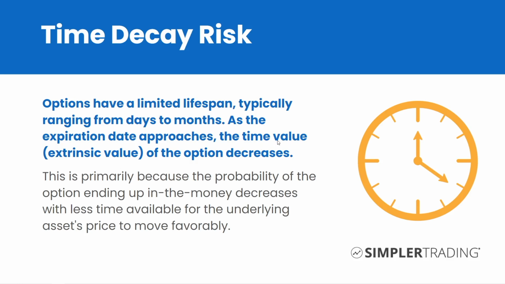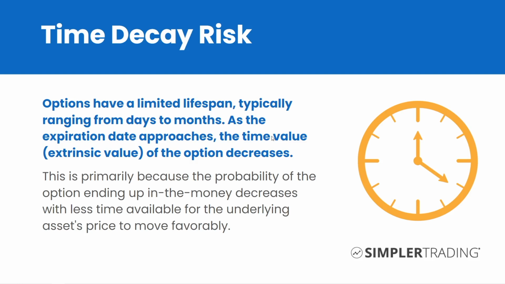This is primarily because the probability of the option ending up in the money decreases with less time available for the underlying asset price to move favorably, right? And once again, this will depend on the option strategy you're trading. But in general, if you're trading something like a long call or put, especially if it started out of the money, then you need to be very mindful of how expiration comes about, right?